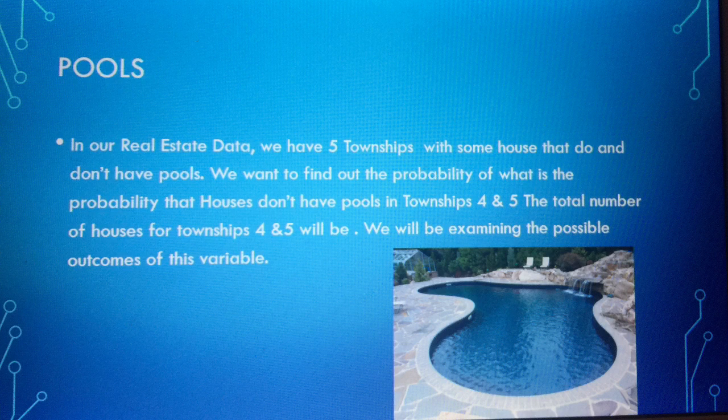Now we have the pool variable here in our real estate data, as I've been doing in my previous videos. We have 5 townships with a particular number of houses. We're going to be selecting which has pools and which doesn't. For this example, we're going to be shortening it down to the townships, so we're only going to be selecting townships 4 and 5. I'm guessing that's basically the location of the houses. We're going to be examining the possible outcomes for this pool variable.